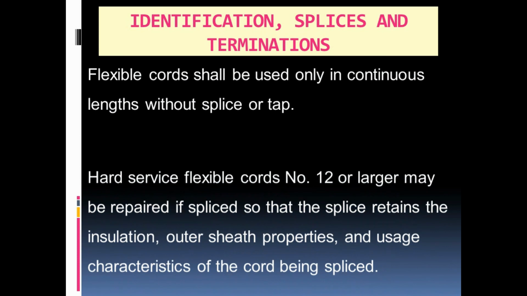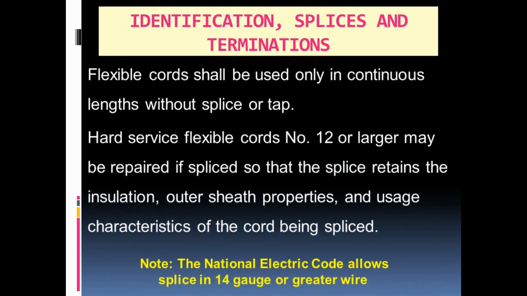Continuation of identification, splices and terminations. Flexible cords shall be used only in continuous lengths without splice or taps. Hard service flexible cords number 12 or larger may be repaired if spliced so that the splice retains the insulation, outer sheath properties, and usage characteristics of the cord being spliced. Note: the National Electrical Code allows splices in 14 gauge or greater wire.